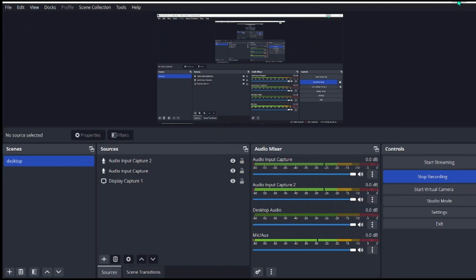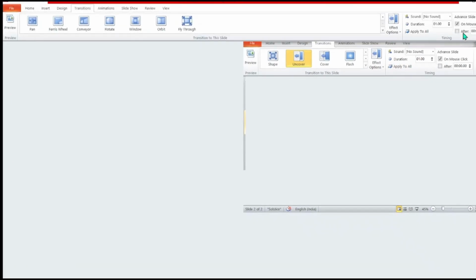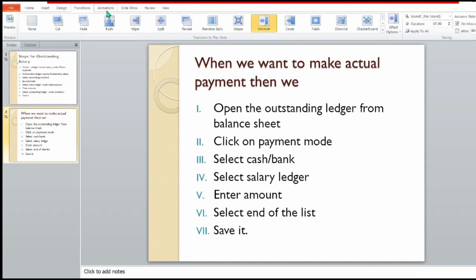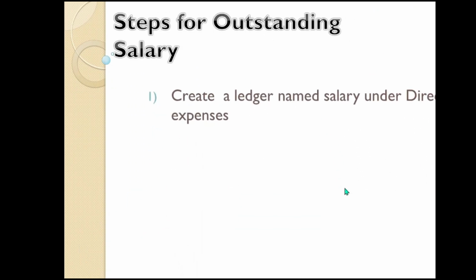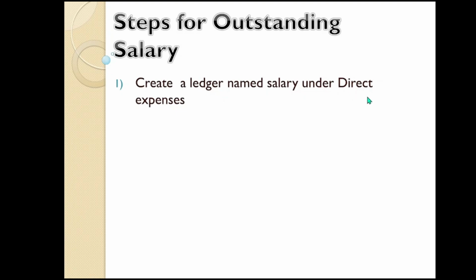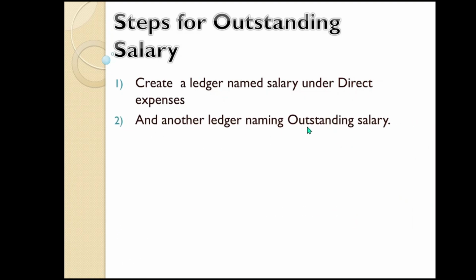I will play a slideshow in my PowerPoint. So let's see the steps. This is the slideshow of steps for outstanding salary. First, we have to create a ledger named salary under direct expenses. Then we have to create another ledger named outstanding salary. Then we have to select accounting vouchers in the software Tally ERP 9.